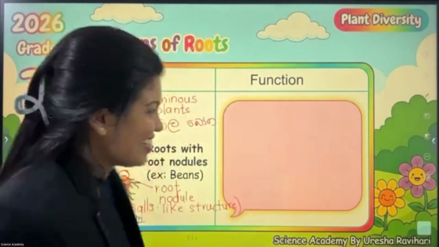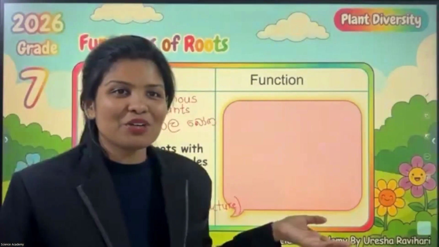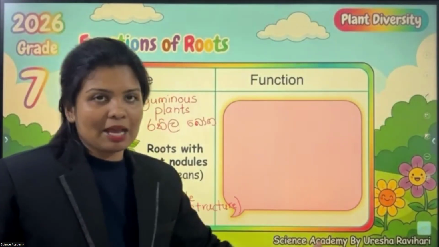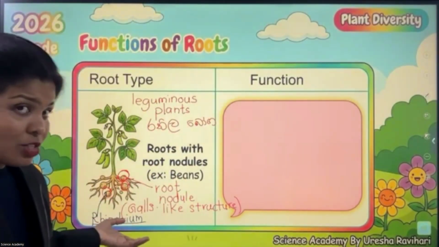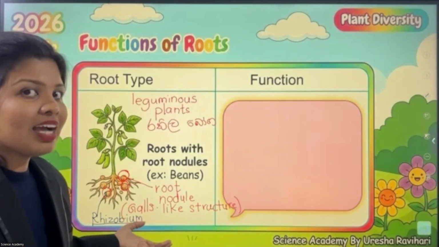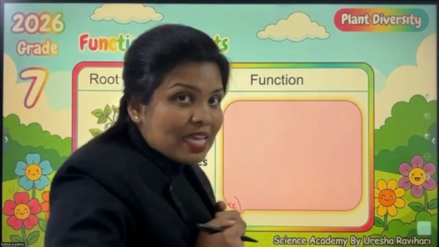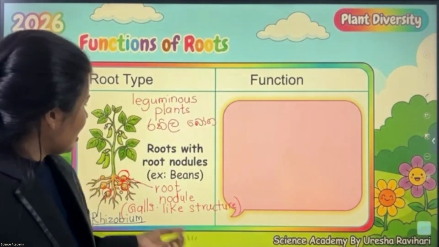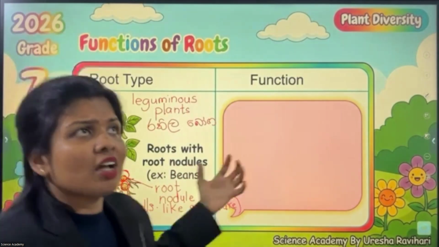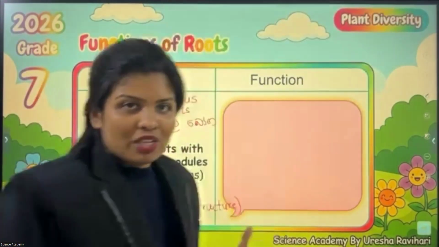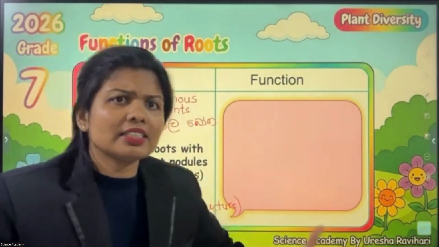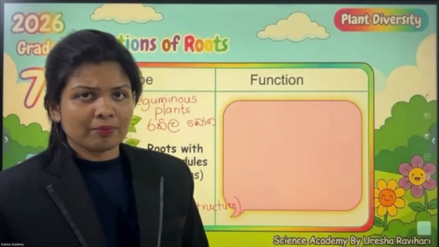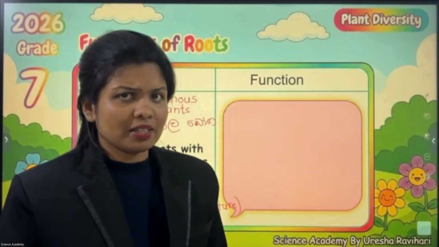This rhizobium bacteria is a good friend for these leguminous plants: cowpea, mung beans, tamarind. Rhizobium is a very good friend, one of the best friends of leguminous plants. Why? This rhizobium can catch nitrogen from the atmosphere. You know plants need nitrogen for their growth.